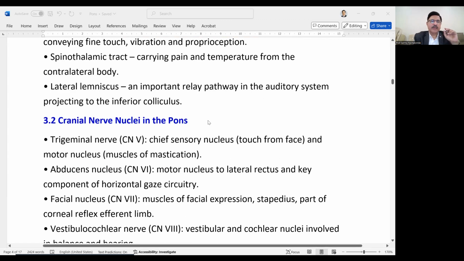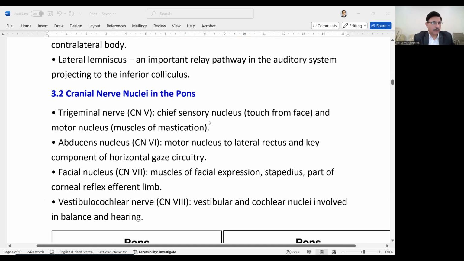Okay, so these are the various things. Now, what are the cranial nerve nuclei? We need to learn a little bit more. So the trigeminal nerve, the cranial nerve nucleus of the fifth nerve, chief sensory nucleus. It is also called the chief sensory nucleus of the face, and the motor nucleus of the trigeminal nerve.